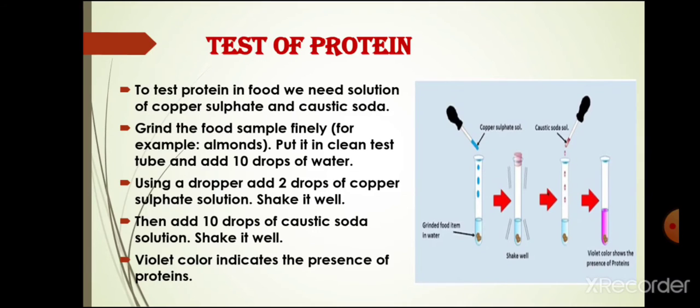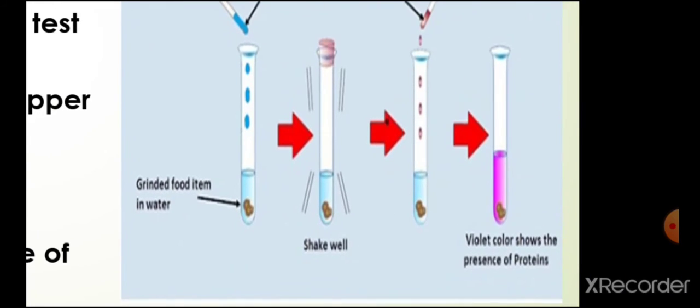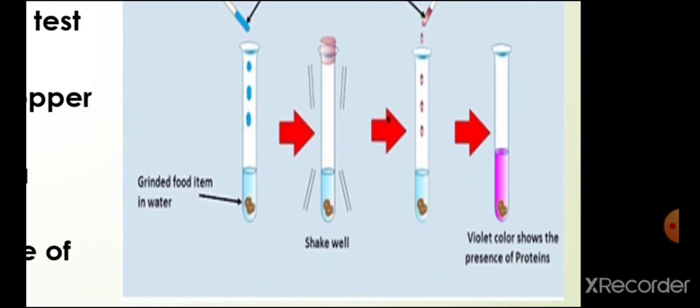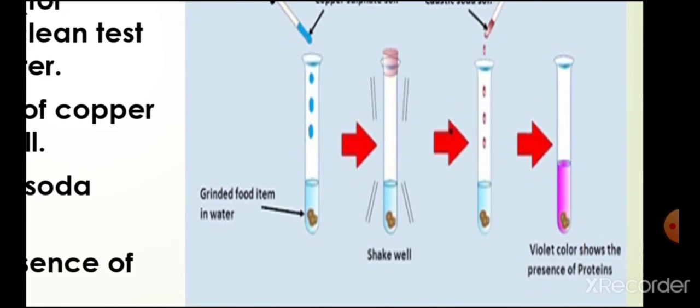So students, after some time, what will you observe? You will see that a violet color appears. This violet color you can see here. When this violet color appears, it shows the presence of protein in the food item. If the violet color does not appear, it means that the protein is not present in that food item.